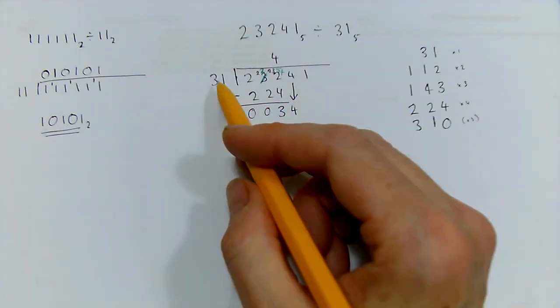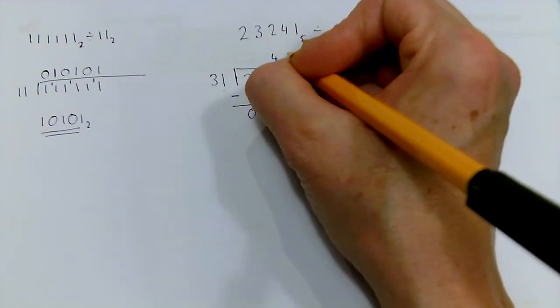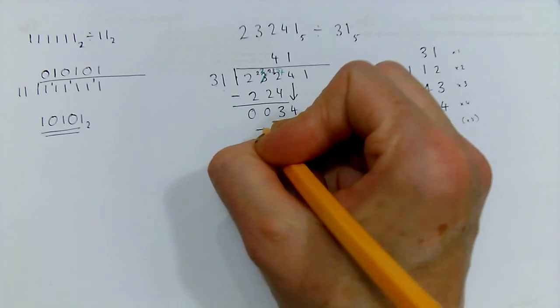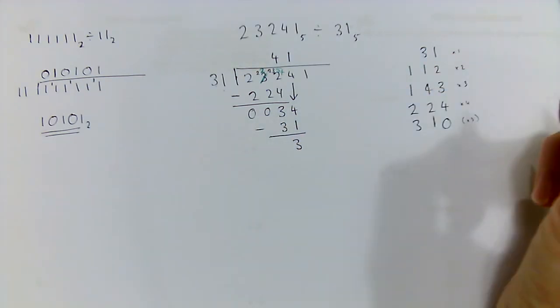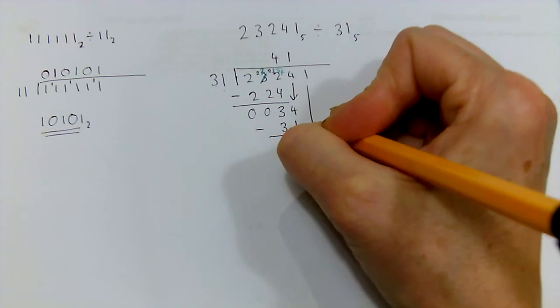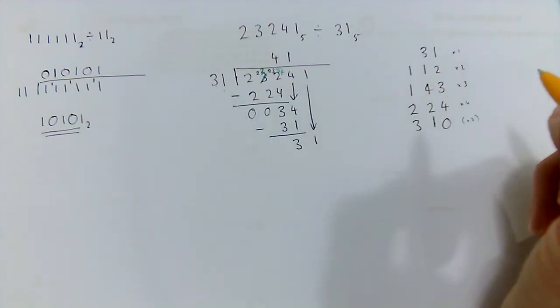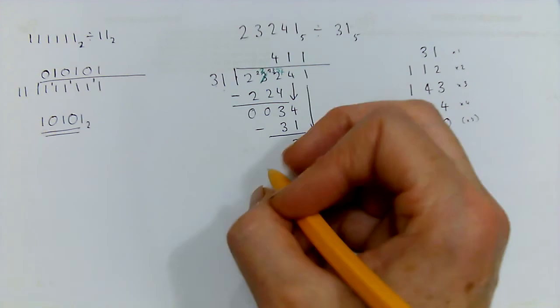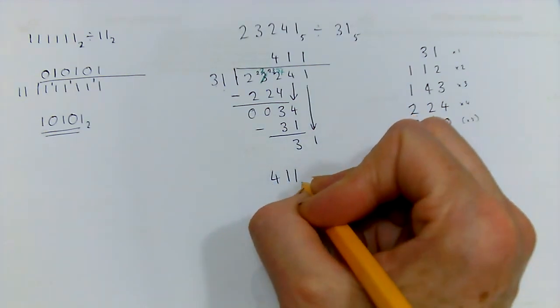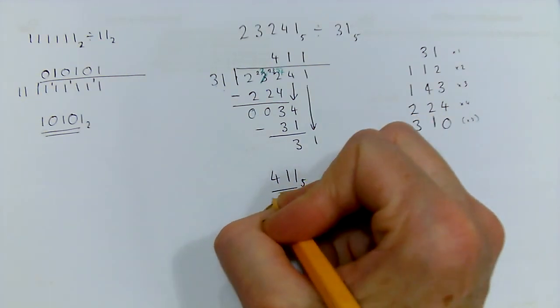Okay. How many 3, 1s go into 3, 4? 1. And I can work out the remainder for that one, but I'm going to do the calculation. It's going to be 3. And then we bring down the 1. How many 3, 1s go into 3, 1? 1. Okay. So our answer is 4, 1, 1, base 5.